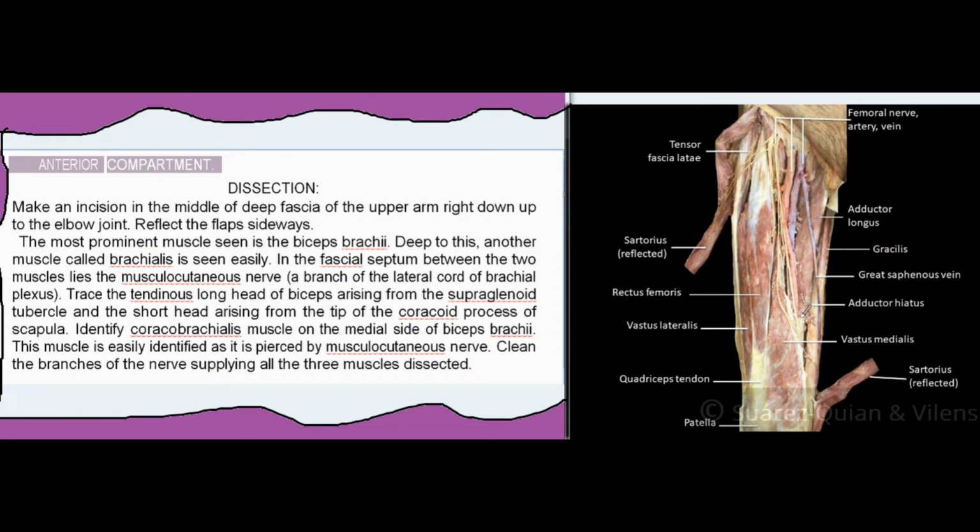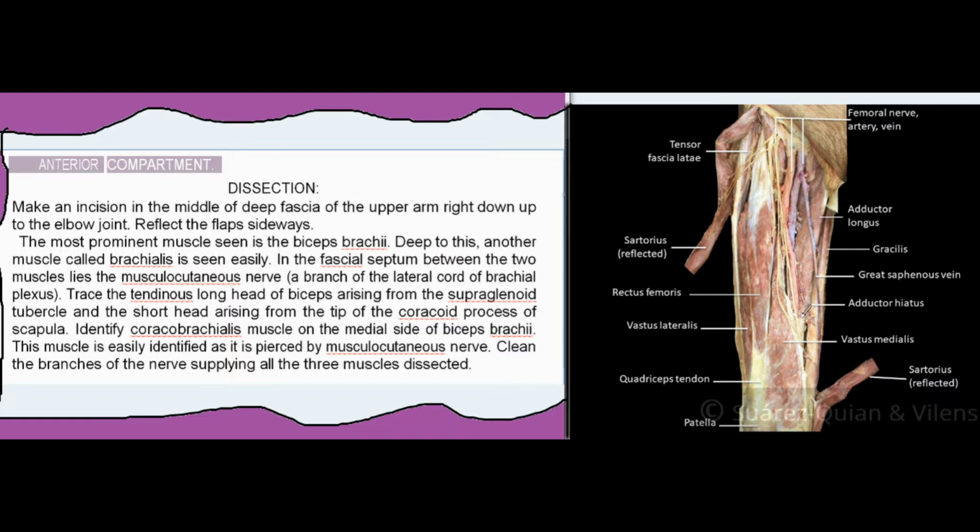Anterior compartment. Dissection. Make an incision in the middle of the deep fascia of the upper arm right down up to the elbow joint. Reflect the flaps sideways. The most prominent muscle seen is the biceps brachii. Deep to this, another muscle called brachialis is seen easily.